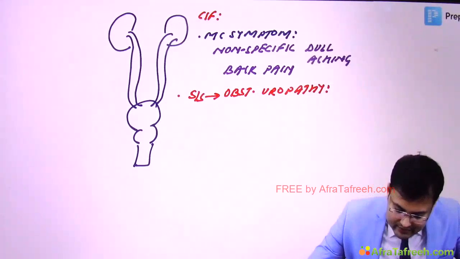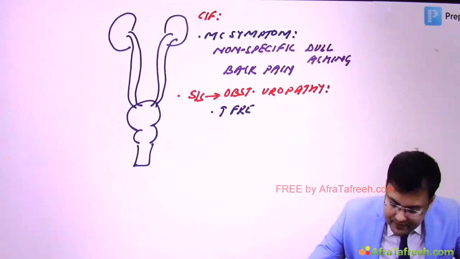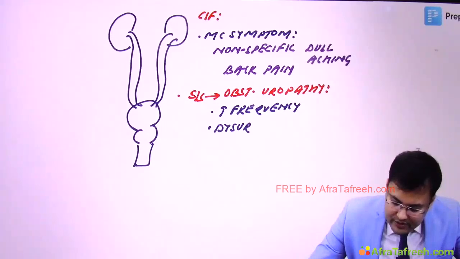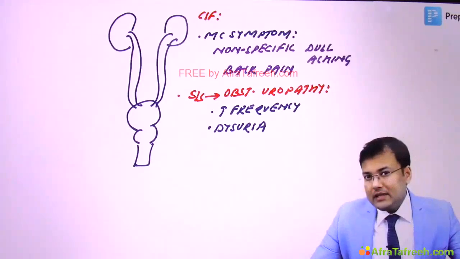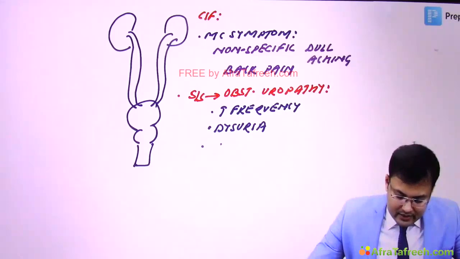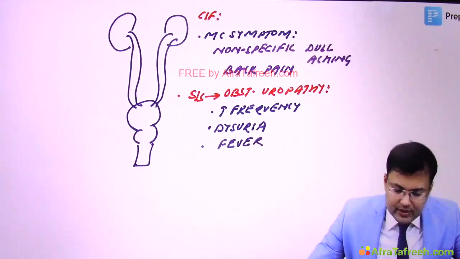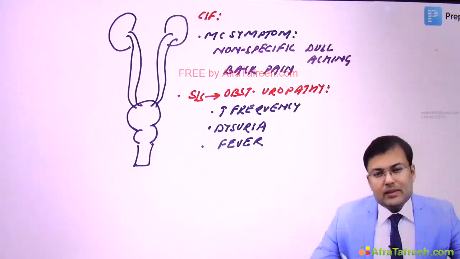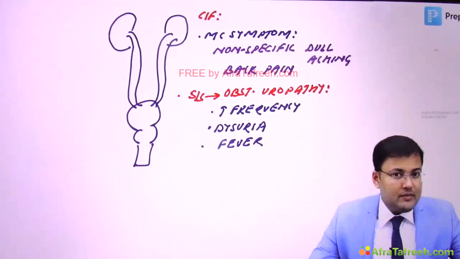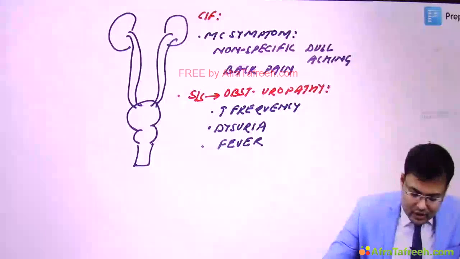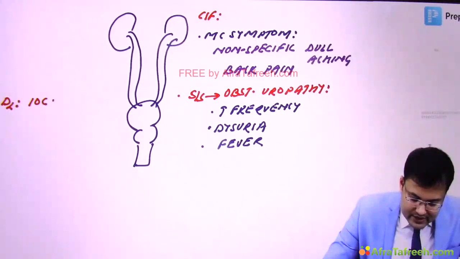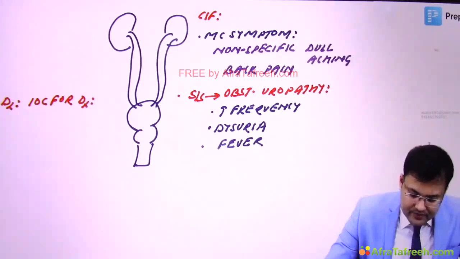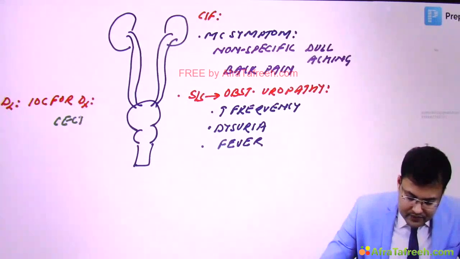So these patients might have increased frequency. There is dysuria. And because of obstruction, there is hydronephrosis. Sometimes this hydronephrosis is infected, and then patient is going to develop fever, so fever because of infected hydronephrosis. So these are the manifestations. Since the pathology is located in the retroperitoneum, you must be knowing what is the investigation of choice for diagnosis? CT. So the investigation of choice for diagnosis is CT.